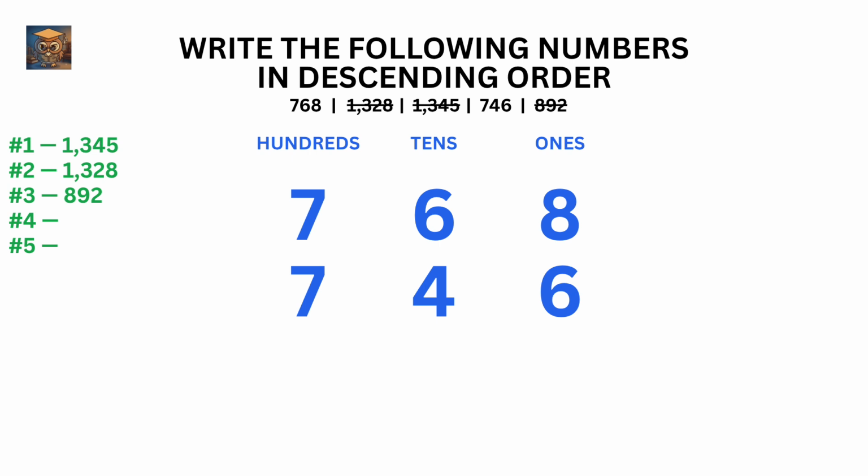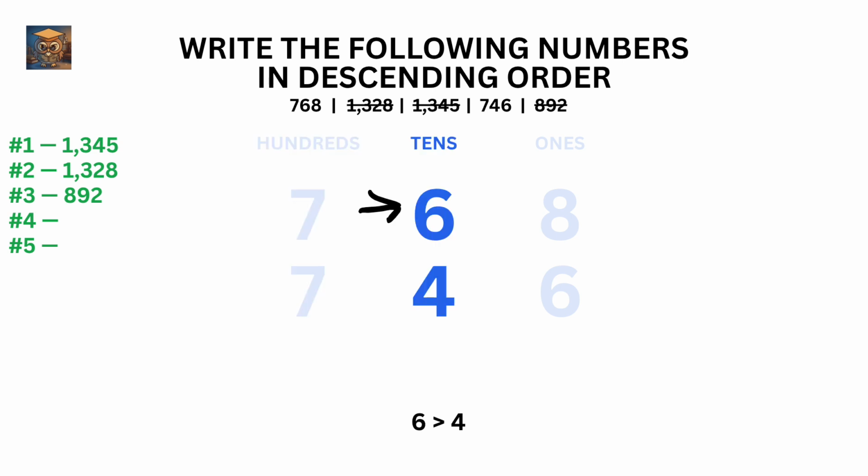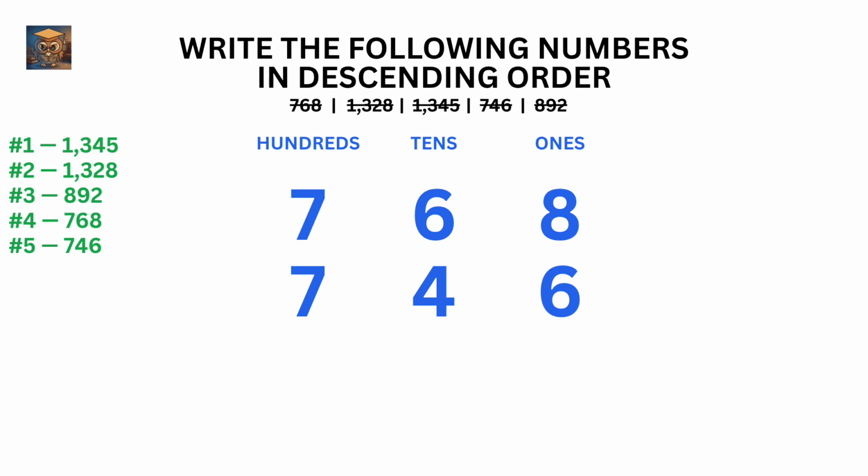On to the last two, 768 versus 746. Let's start again in the hundreds place. Both have a 7. Since they're the same, we move right. Tens place, 6 versus 4. Since 6 is greater than 4, that means 768 is greater than 746. 768 in the fourth slot, and 746 is fifth, the lowest of all five numbers.